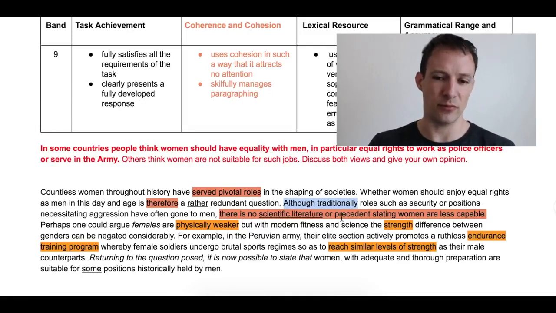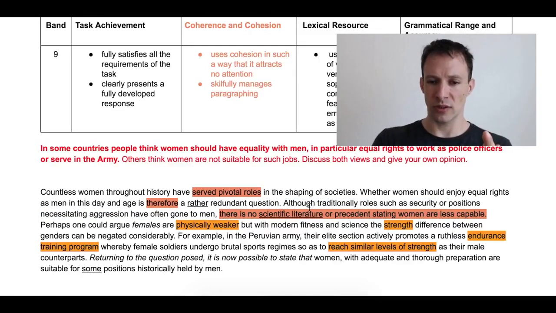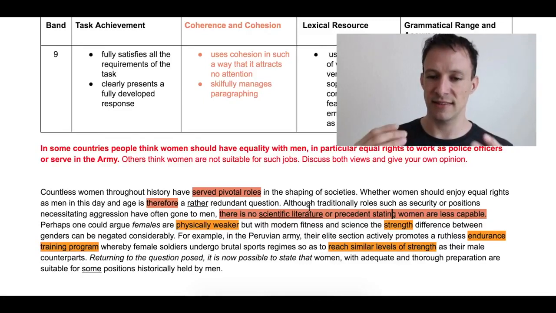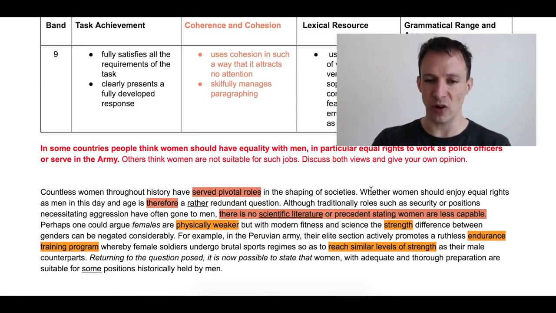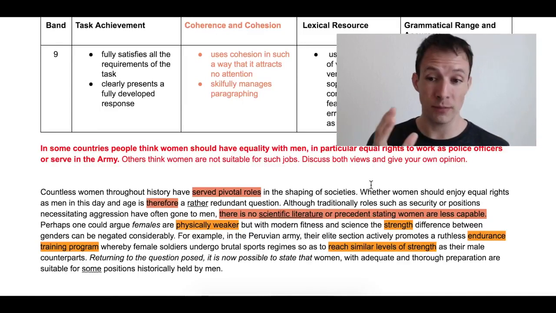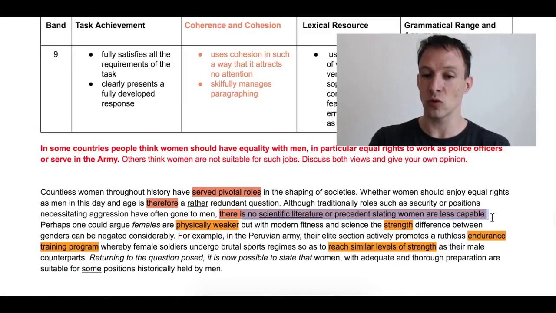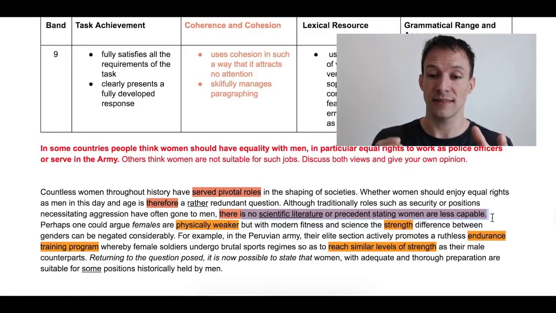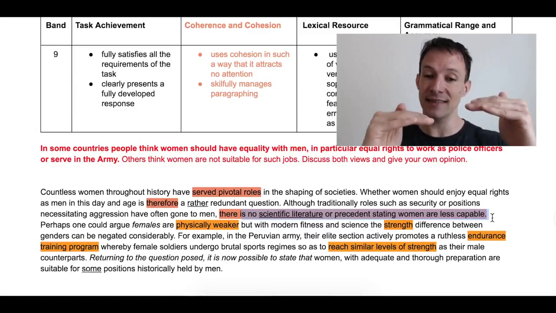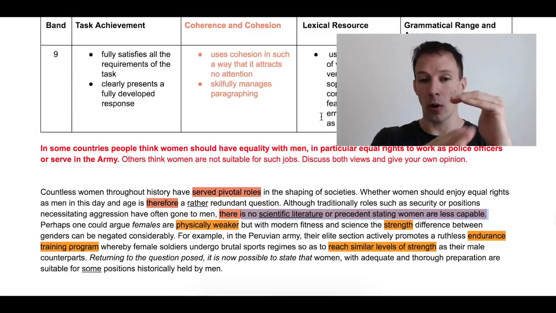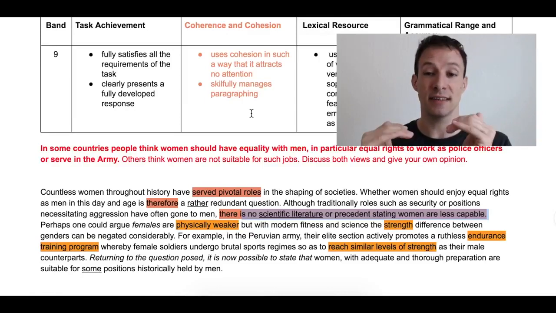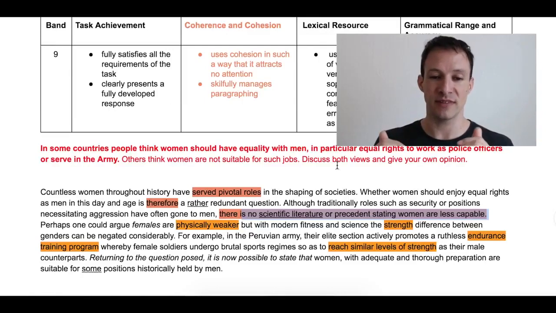Also, we've got a tiny little bit of repetition there. Now, also, we're going to talk about scientific literature stating that women are less capable, okay, which is what we've been referring to before when I said they should enjoy equal rights. Whether women should enjoy equal rights is a redundant question. And then I'm saying that there's no scientific literature stating that women are less capable. So there is a connection there. It's not obvious, and that's why it doesn't attract attention. Hopefully you'll be able to see the link here.